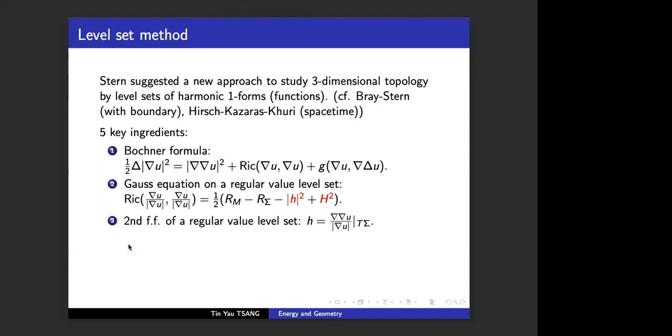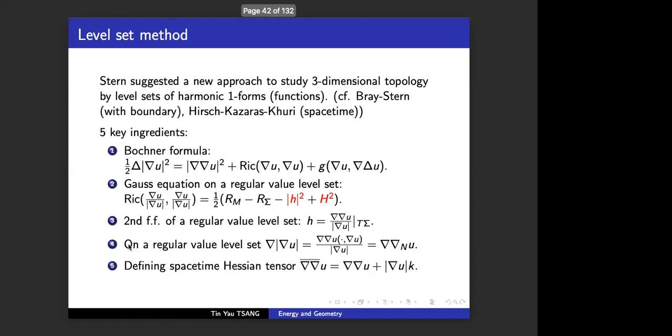But on a regular level set, we expect the normal n equal to gradient u over the norm of gradient u. And the second fundamental form is this one: Hessian u, restricted to the tangent space of sigma, divided by the norm of gradient u. On a regular value level set, the Hessian u eating the normal vector, over the norm of gradient u, will just be a one form. And then we will denote the second fundamental form by h.